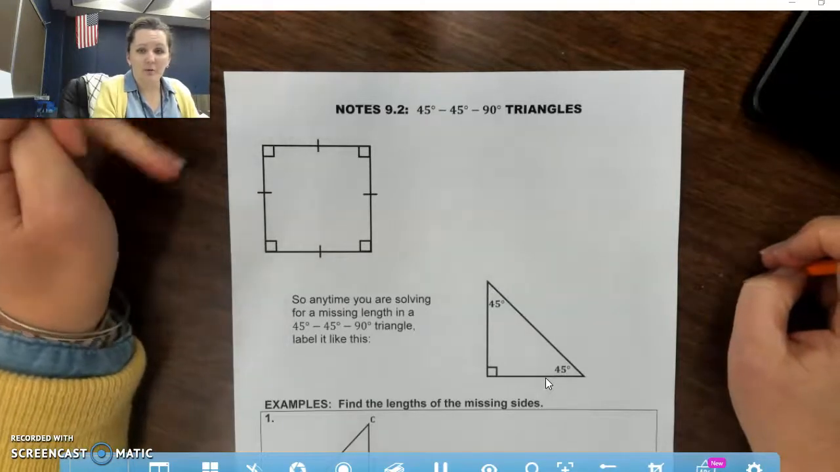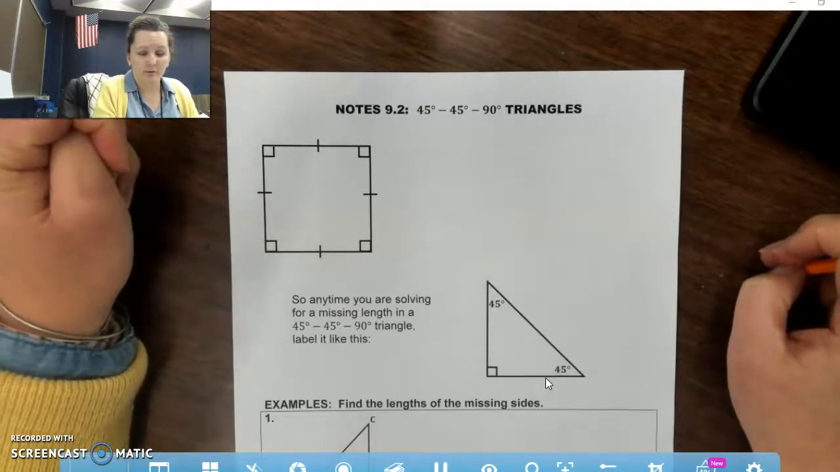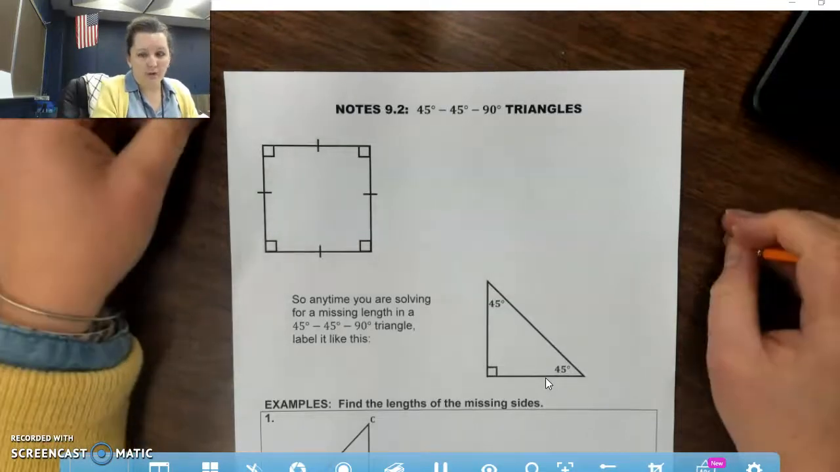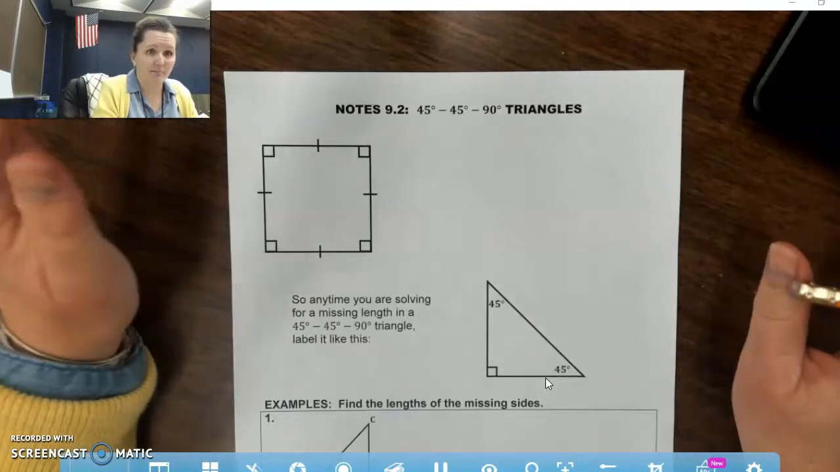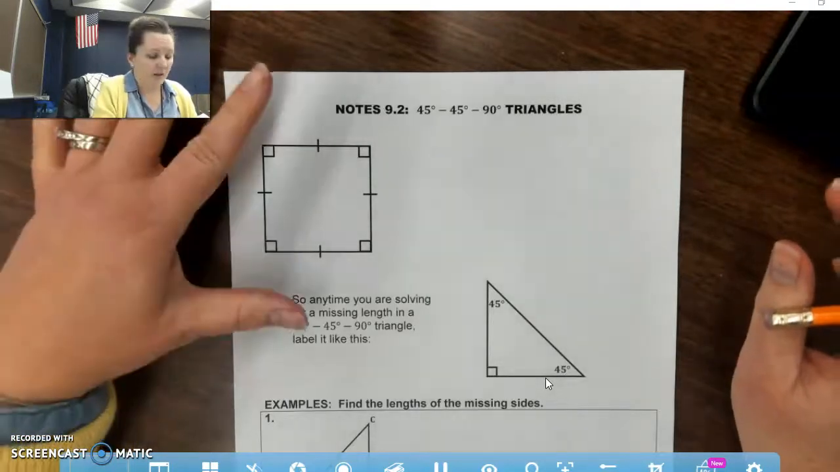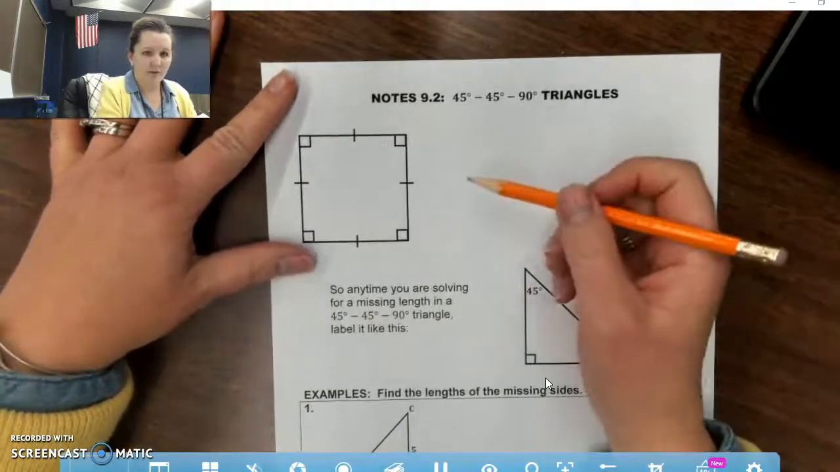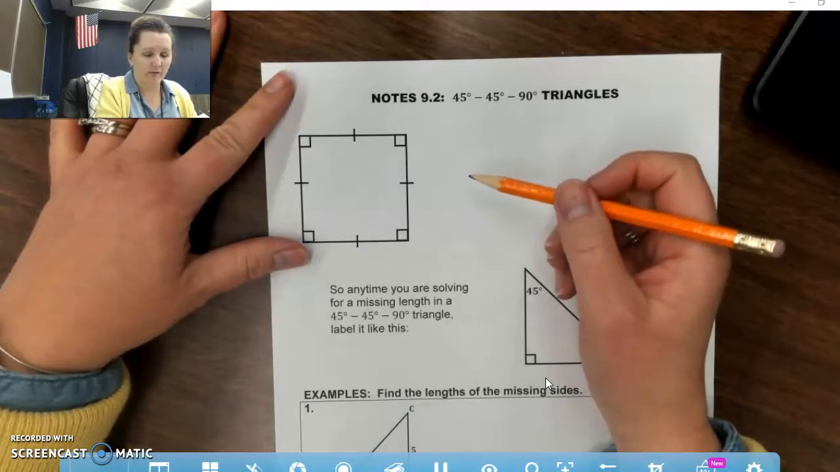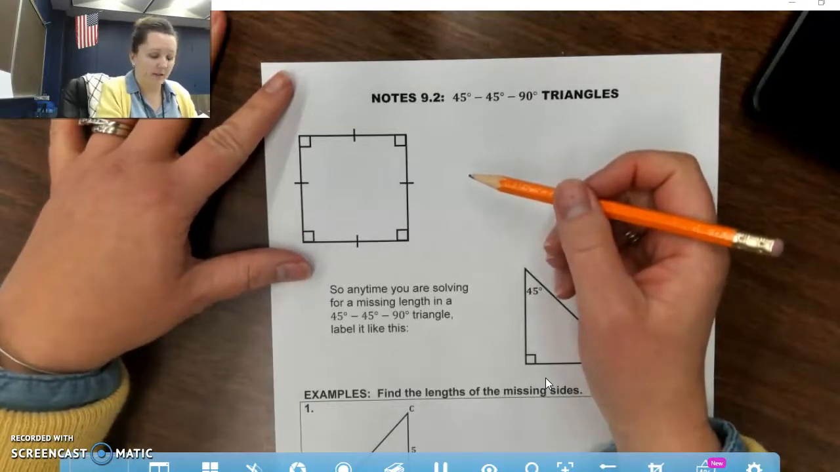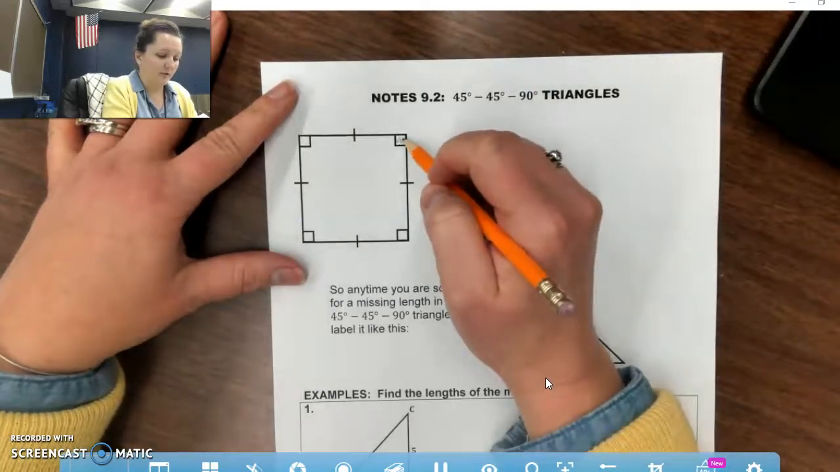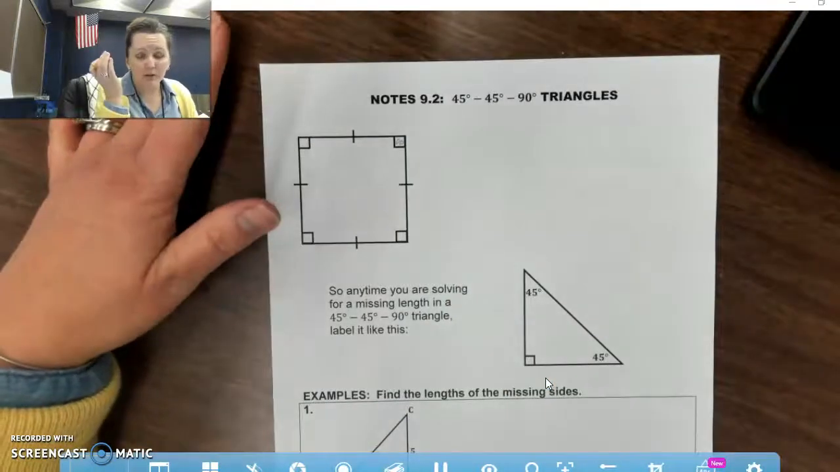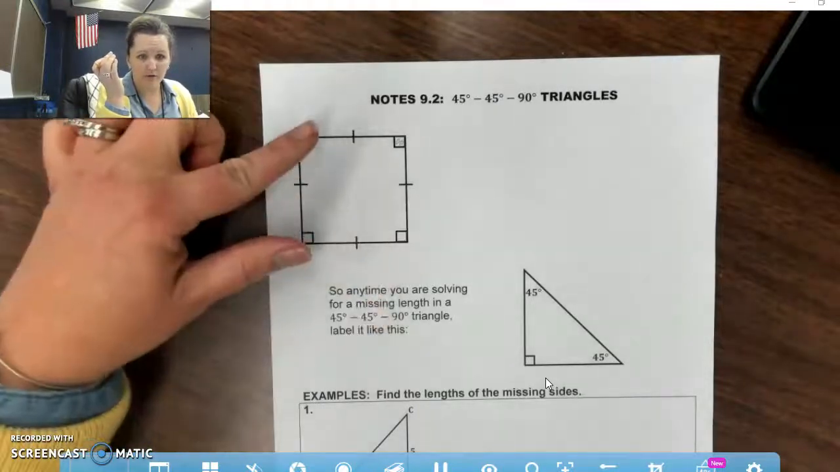Today we're going through 45, 45, 90 triangles. So these are right triangles that have very specific formulas and patterns. Thinking about a square, let's start out with a square and I'll tell you what a 45, 45, 90 degree triangle is. Thinking about our angles here, these mean we have 90 degrees, right? So in your square, all four of your angles are 90 degrees.